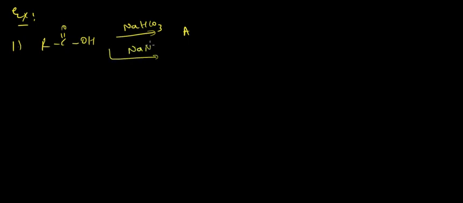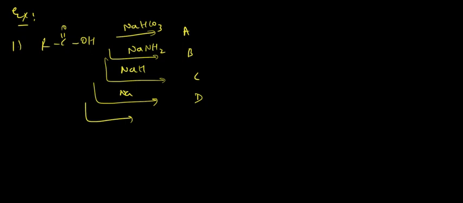So first we have RC double bond OH. In presence of NaHCO3, it will form, let's suppose, A gas. In presence of NaNH2, it will form B gas. In presence of NaH, again it forms C gas. In presence of sodium metal we get D gas, and in presence of CH3MgBr Grignard reagent, we get product as E gas. Okay, so what are all the gases we have to identify?